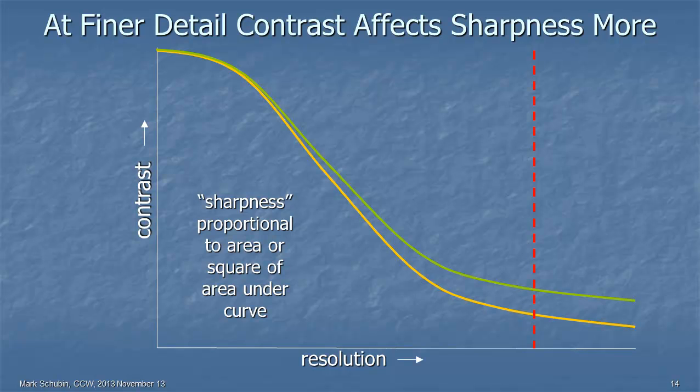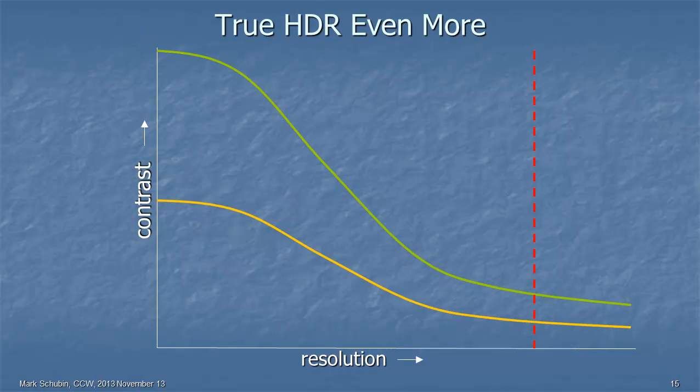So let's say I can just double the sharpness at the finest detail, which I'm showing here. Remember, sharpness is proportional to either the area or the square of the area under the curve. Well, that's affecting things farther back on the curve, not just at the finest detail. And if we went to true high dynamic range, let's say I was able to double the contrast completely, as in the green line here versus the yellow line, now I have tremendous more area under the curve. So even if I don't go to more pixels, I am delivering a much sharper picture. People at home will say, wow, that's a much sharper picture, even if it's only 1920 by 1080, standard HD resolution.